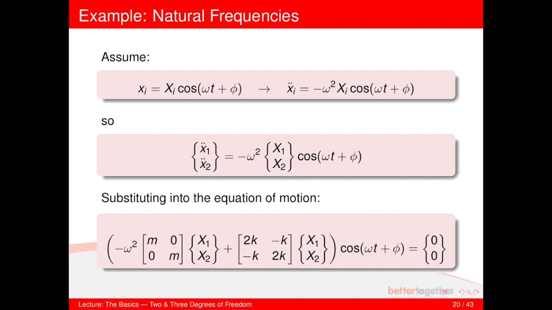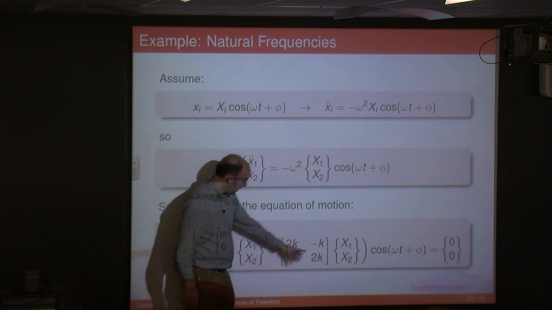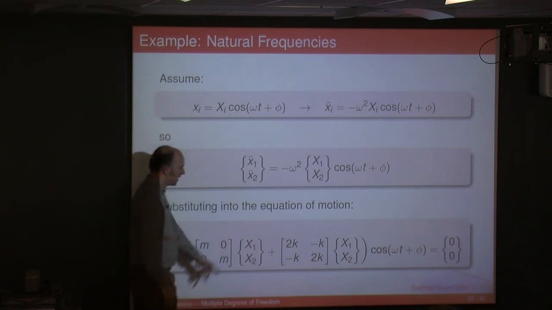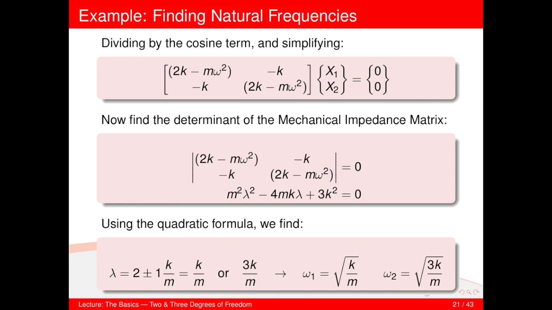We make the substitution to end up with this form of the equation. And look, this term is multiplied by x1 and x2. This one's also x1 and x2. The cosine term can disappear. We can combine those 2 matrices together, and that will give us our mechanical impedance matrix. So that line we had on the bottom gives us our mechanical impedance matrix.